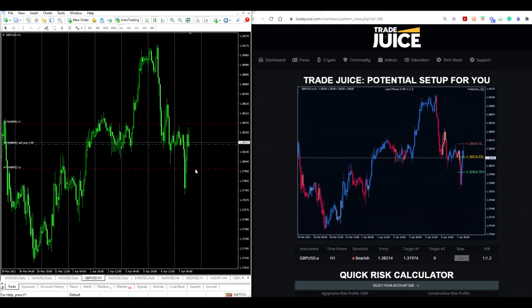There's where our take profit target has been set as per the suggestions, and the stop loss as indicated on the chart on Tradejuice. So let's get back to looking at this trade as it progresses. I'll be back in a short while to let you know how it plays out once it hits that sell stop.